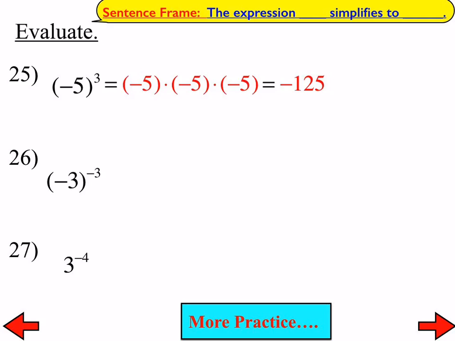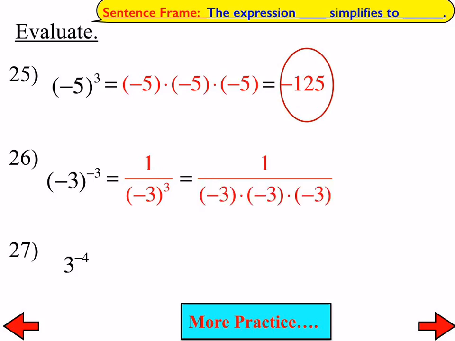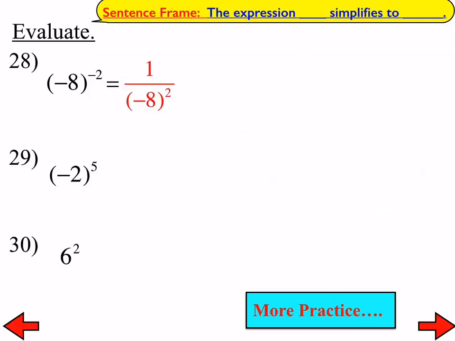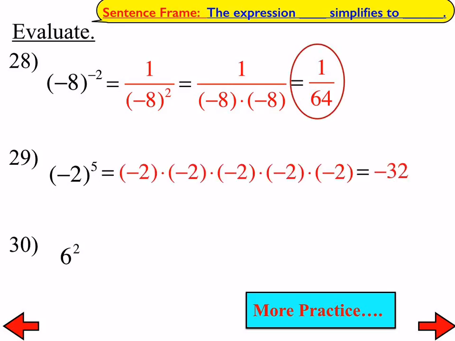The exponent was positive. Number 26, the exponent is negative, so something different happens here. That starts off like this, that turns into negative 1/27. Number 27 should be 1 over 81, and there's the reason why. 28 should be 1 over 64. Here's the reason why. 29, a positive exponent. So that's just a regular problem. Negative 32. And then number 30 is 36.